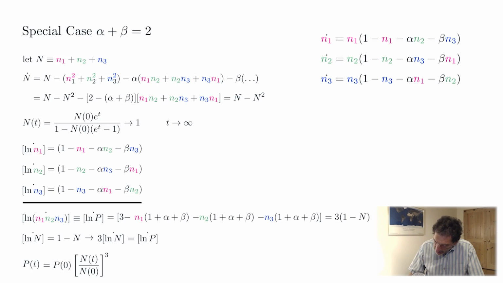Now we've seen that in this limit alpha plus beta equals 2, that N of t goes to 1 as t goes to infinity. So P of t goes to the constant P of 0 over N of 0 cubed. I'll define that constant to be capital C.